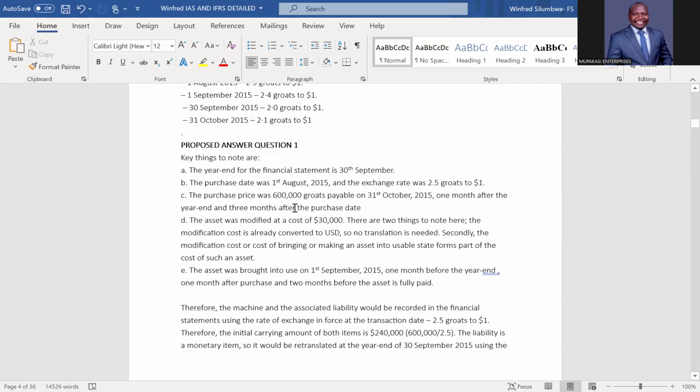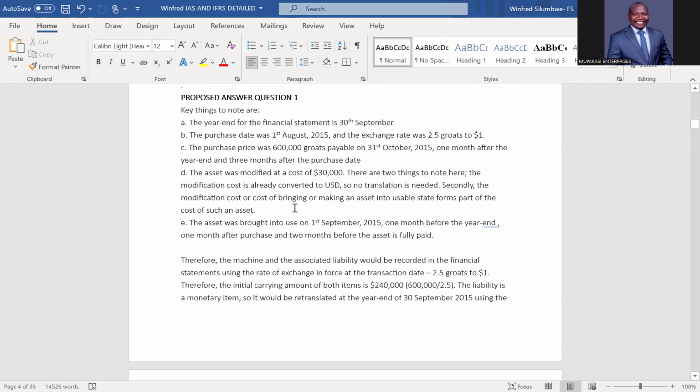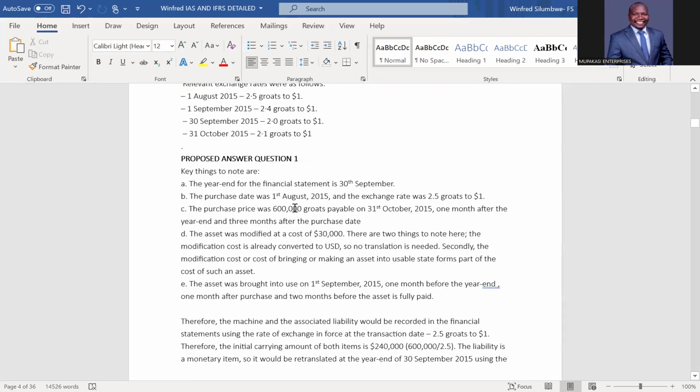But the corresponding liability, because this asset wasn't paid there and then, it was paid in October, meaning by the time we are closing the accounts in September, we still had a liability that had stayed for 2 months. So because of that, we need to retranslate that liability at the year end, so that we see whether there is a gain or a loss. So in this case, you find that at that time, the growth had gained in value, to 2. So you retranslate the liability.